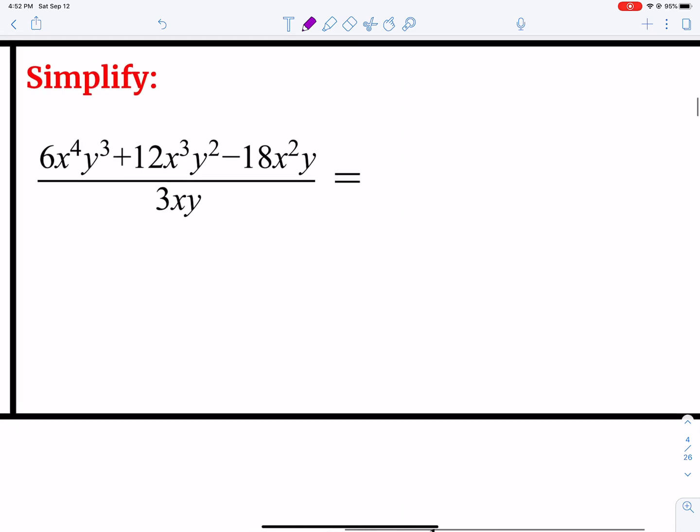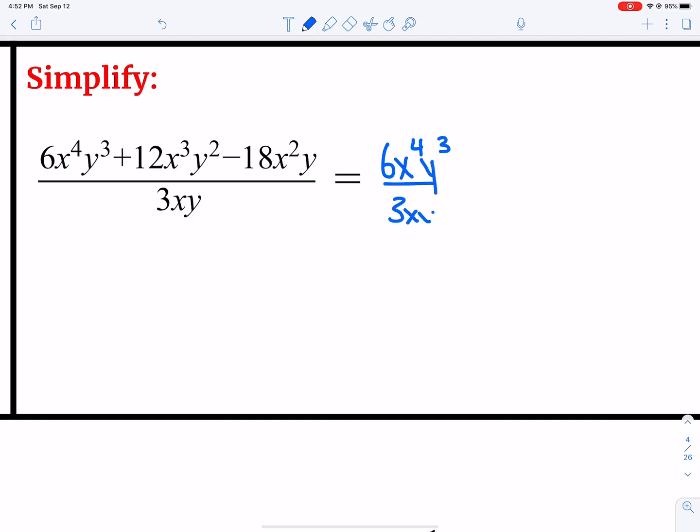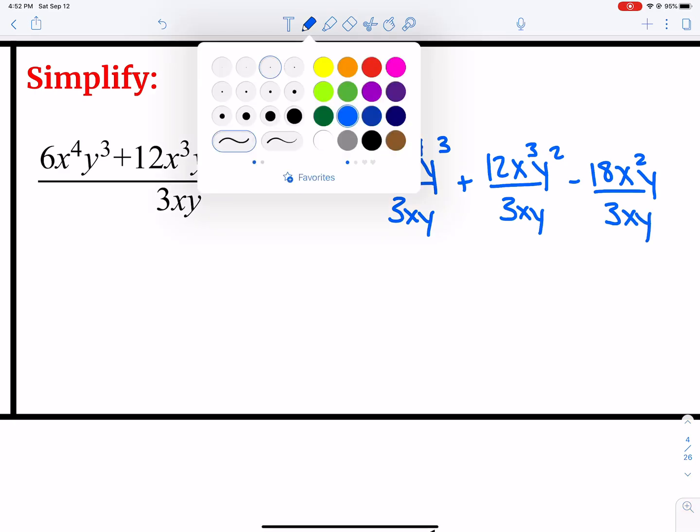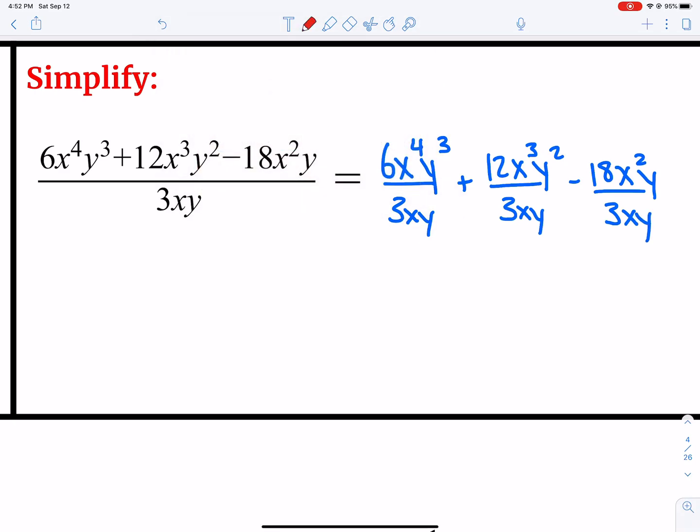So we're just going to work this one the same way. So I'm going to rewrite the numerator all separately divided by the denominator. So like 6x to the 4th y cubed divided by 3xy plus 12x cubed y squared divided by 3xy minus 18x squared y divided by 3xy. And that way you're able to cancel and see what you got.